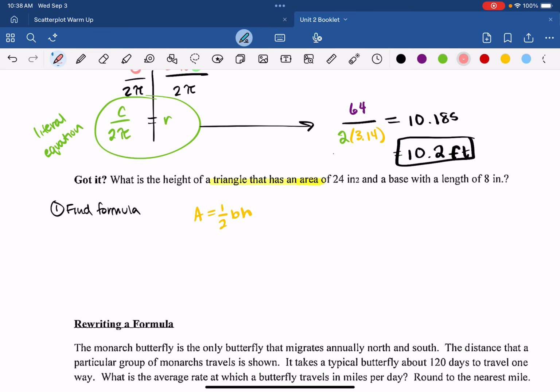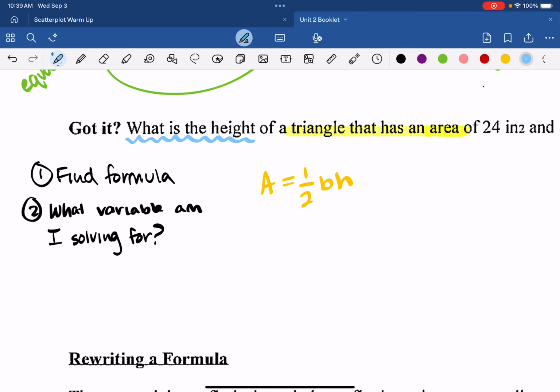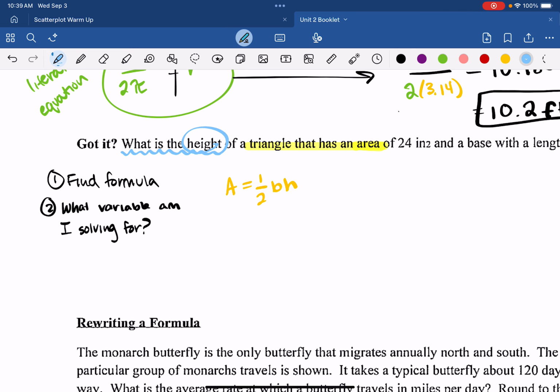Okay, now what am I being asked to find? So step 2 is what variable am I solving for? Remember, that comes from the beginning. What is the height? Boom, there it is. We're solving for h. All right, so now let's just solve for h.